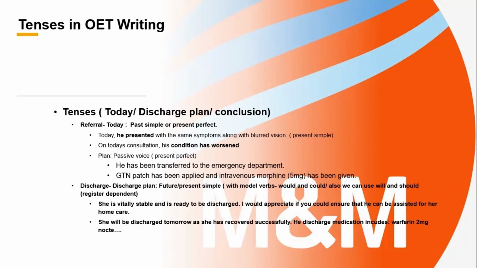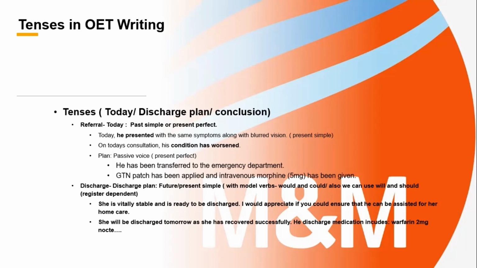Then you can see the plan. The plan part, mostly in a referral plan, not a discharge plan, I like to highlight this. In a referral plan, we would prefer to write it in the passive voice form of the present perfect tense, because the thing has been done. It's your job, being a GP, or the ward nurse or the community nurse, when you are referring this patient. So you have to do those things because you are referring this person who is higher in hierarchy than you.